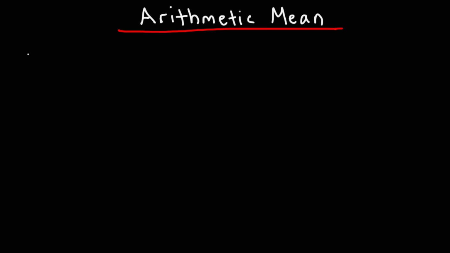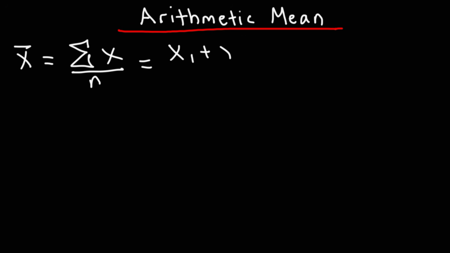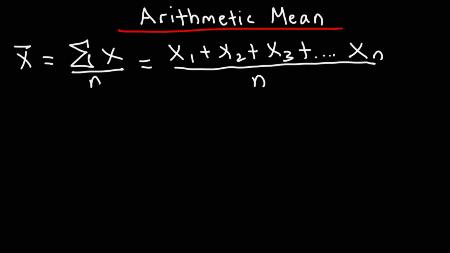So if you want to calculate the arithmetic mean, or if you want to find the average, what we need to do is take the sum of a series of numbers and divide it by the number of numbers that you have, or the number of observations. So this would be x1 plus x2 plus x3 all the way to xn, divided by n. That's the formula to calculate the arithmetic mean.